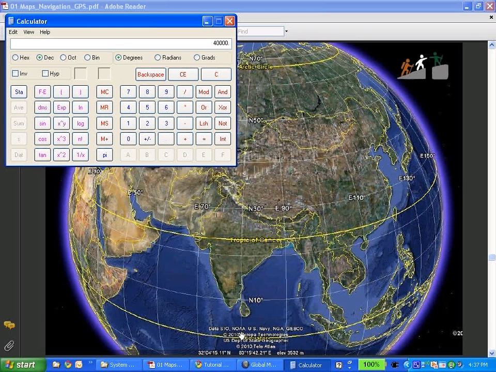Divided by how many degrees do we have around the globe? 360. This is an approximation because the earth is a little bit of a potato, not an exact sphere. So this will be 111 kilometers. And if I convert this now to miles, because I want to come to something more clear for you.